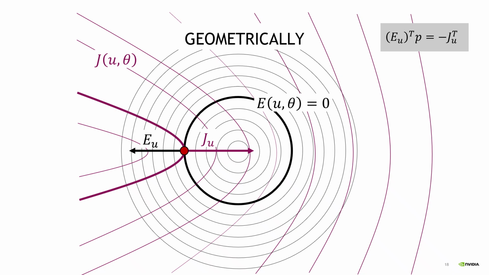And of course, there's not a single solution. In fact, there are many points in this field where these vectors are collinear, but the point has to be on the constraint as well. And usually, even then, you can have a few of them. So you choose the smallest one.